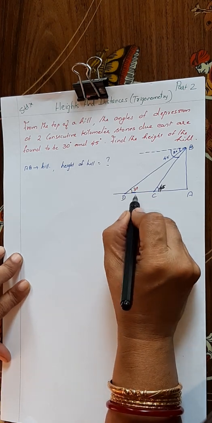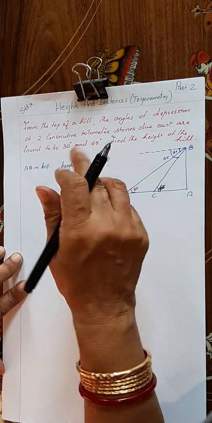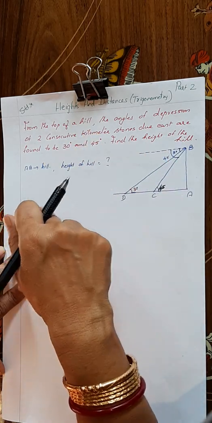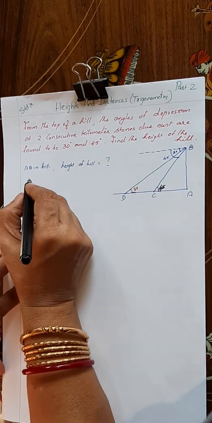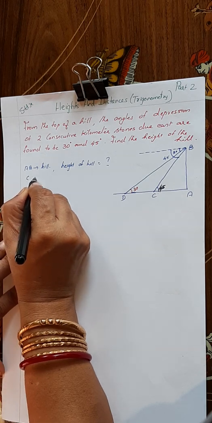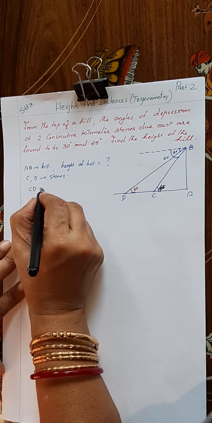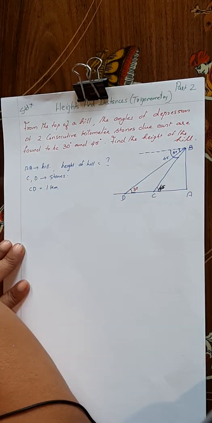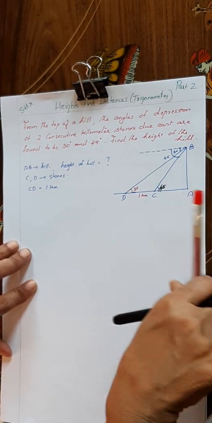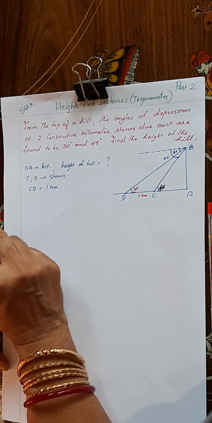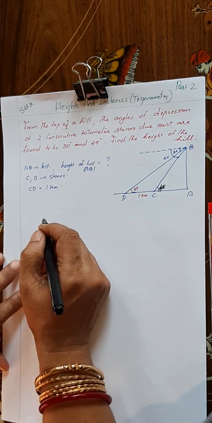So now here CD is equal to 1 because it is consecutive kilometer stones. That means every kilometer there are stones kept. So the distance between the two stones will be 1 kilometer. So C and D are the stones, CD is equal to 1 kilometer. So now we have to find AB, the height of the hill.